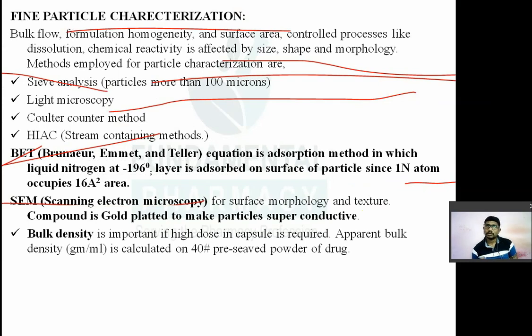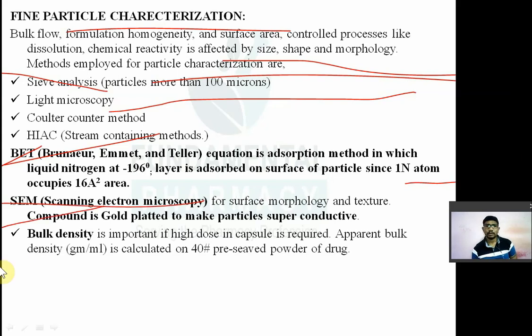Now, normally what happens, most of the powders or most of the compounds are non-conductive. To make that compound conductive, gold plating is done. So the compound is gold plated to make the particle conductive. इसके ऊपर भी क्वेश्चन आता है.